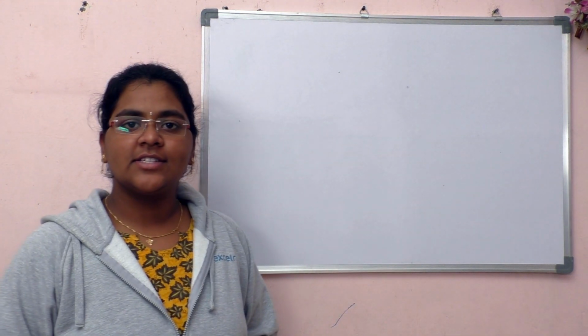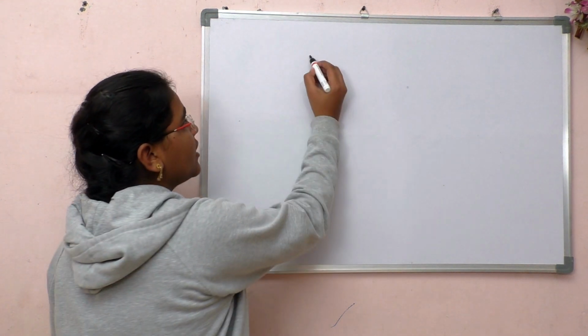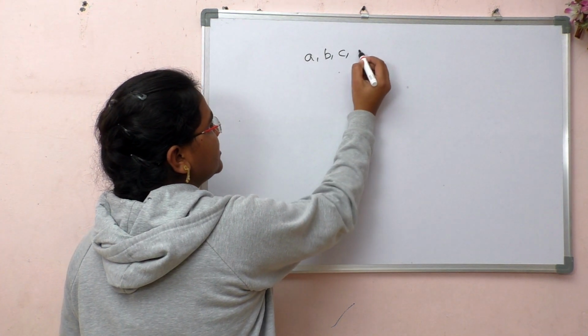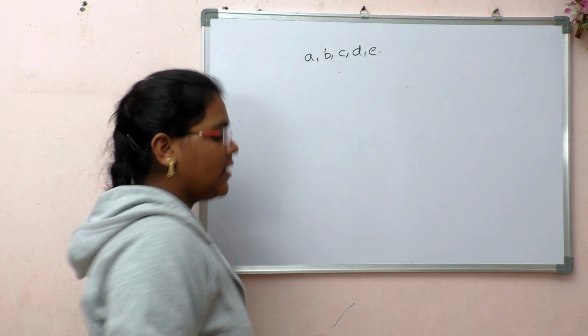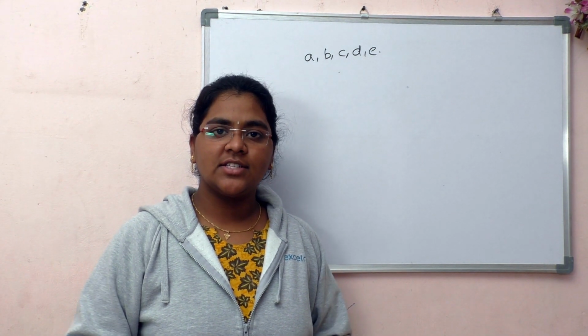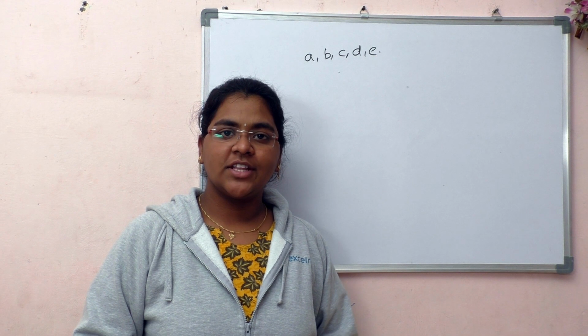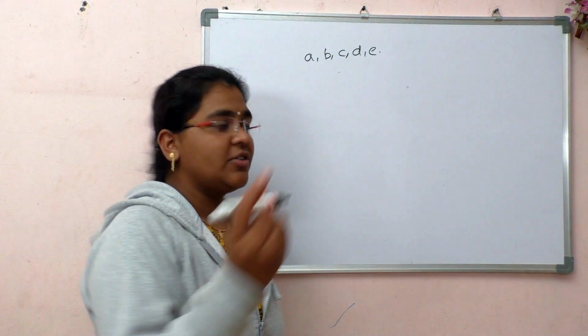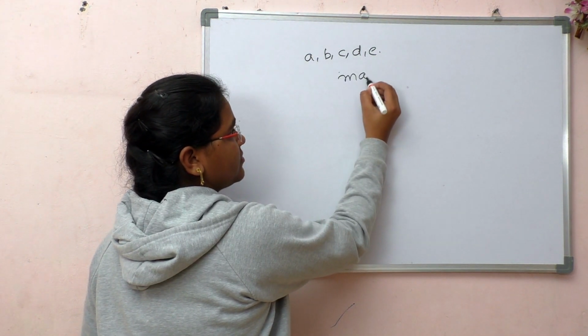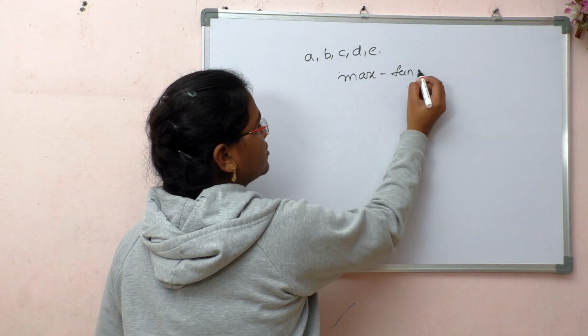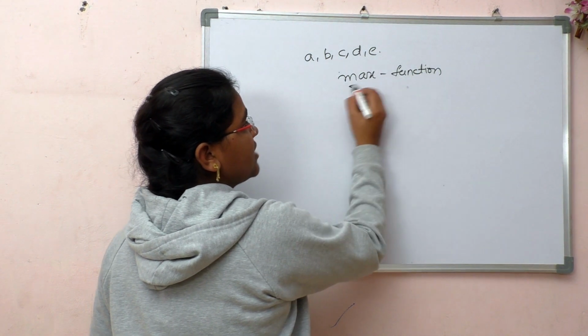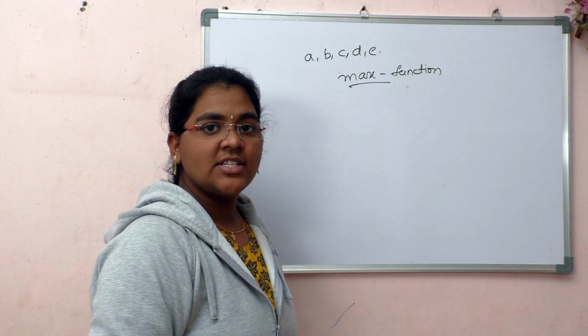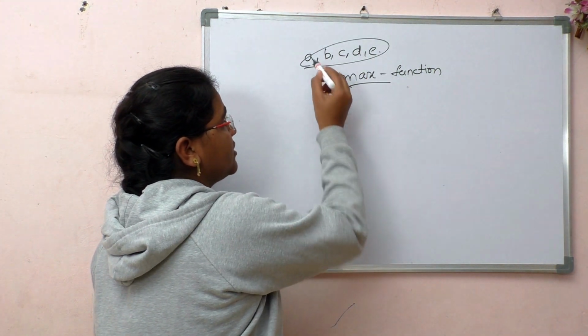Welcome back. Now I am going to write a C++ program to find the largest number among 5 integers. Let us consider the 5 integers a, b, c, d and e. We can find the largest integer among the 5 members by using a function called the max function.